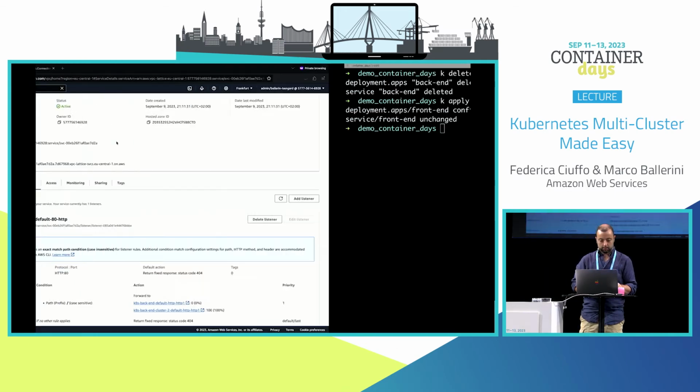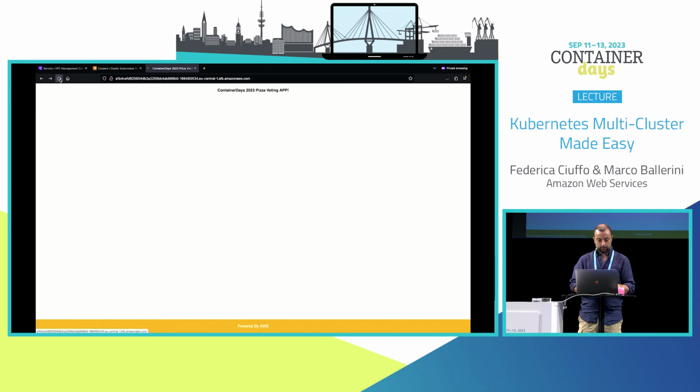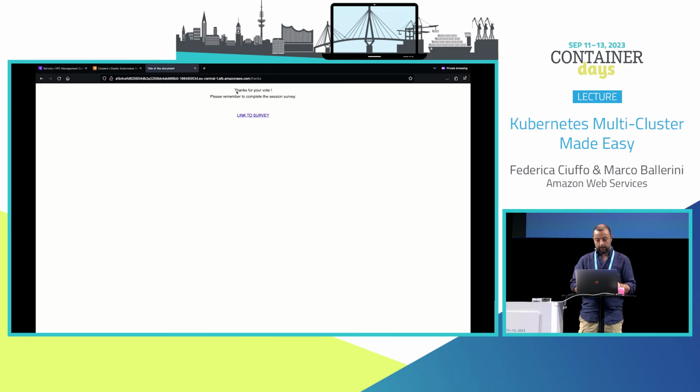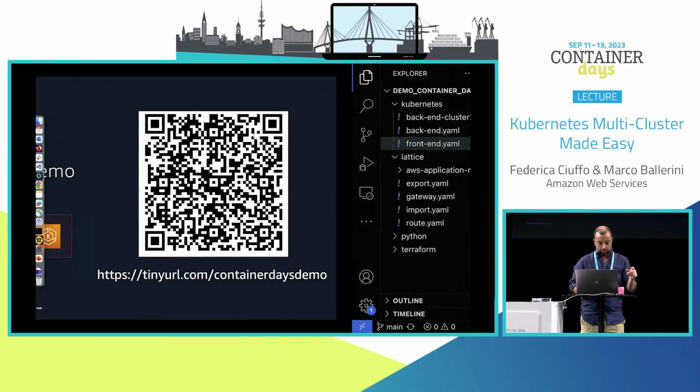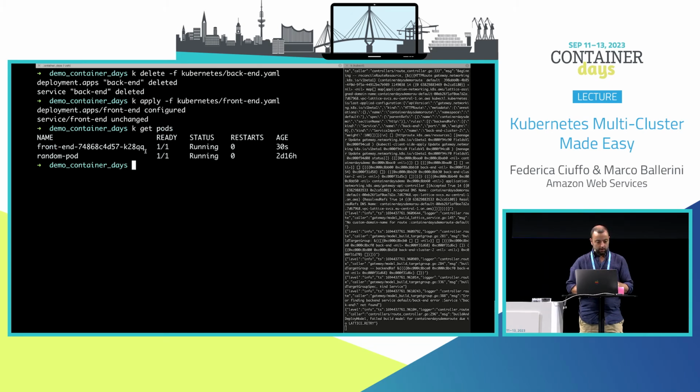So let me go back to it. And I can go back and refresh it. And now, when I hit the application, it's working again. So I'm talking with the backend. The difference now is that I'm talking through the Lattice network. So just to show you, the backend is missing from cluster 1, but I'm still able to use the application because I'm talking with cluster 2.